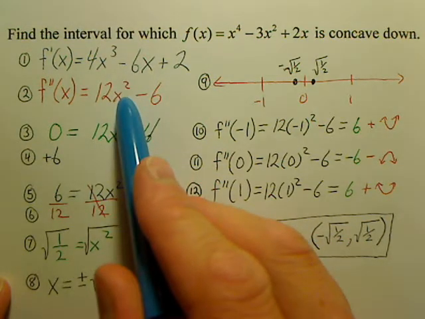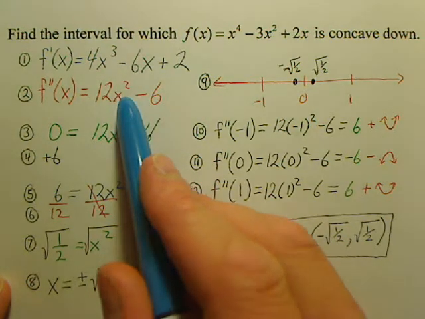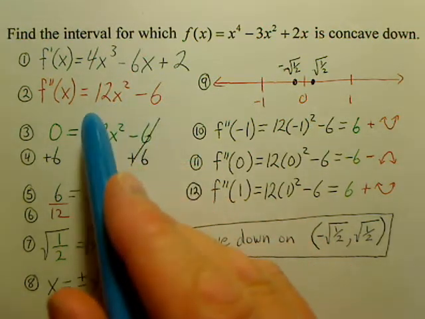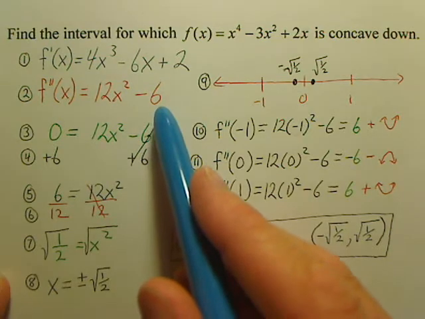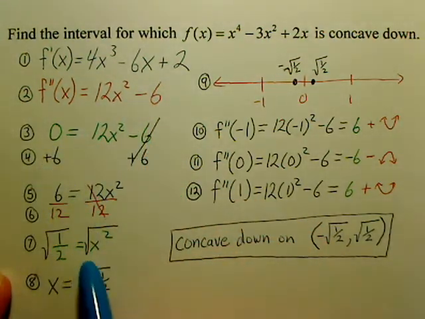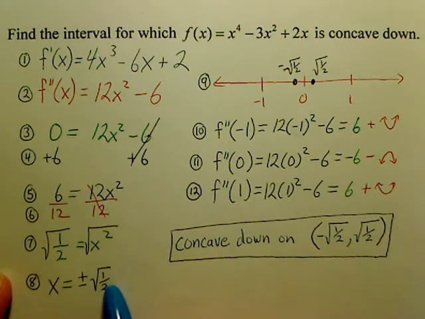Now I want to know where this equals 0, because where it equals 0 would be your possible points of inflection, and your concavity would possibly change across those. So we set this equal to 0, solve for x, and you get plus or minus the square root of 1/2. Alright, those are my possible points of inflection. Don't forget plus or minus.